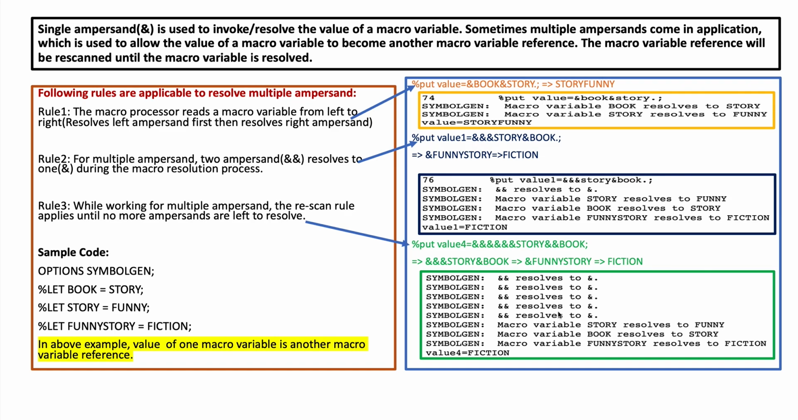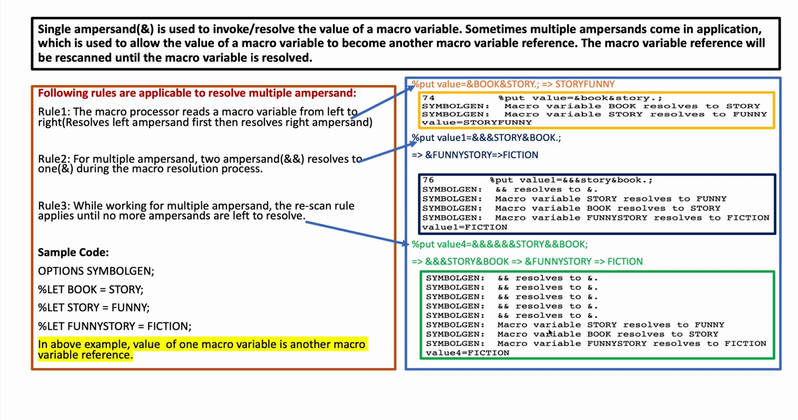In the log window, we observe here 1, 2, 3. That means the first 3 come from 6 ampersand resolving to 3 ampersand. And the fourth one comes from the second step, 2 ampersand equals to 1. And the fifth one comes from the second step, this 2 ampersand resolves to 1 ampersand. That's why we obtain here the fifth one. And story resolves to funny, book resolves to story, and finally funny story resolves to fiction.